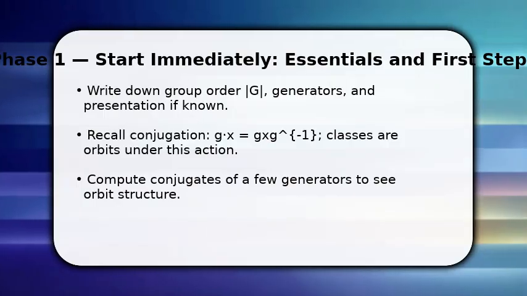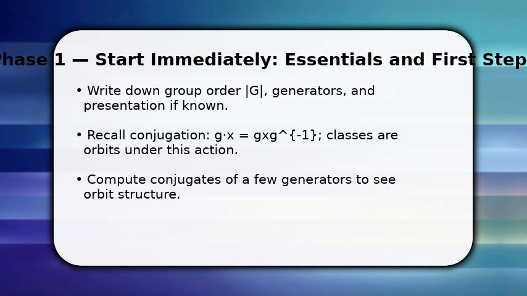You begin by fixing the concrete group. List G, generators, and any relations. Once done, remember conjugacy means gxg^-1, so pick an element and compute its conjugates by each generator.